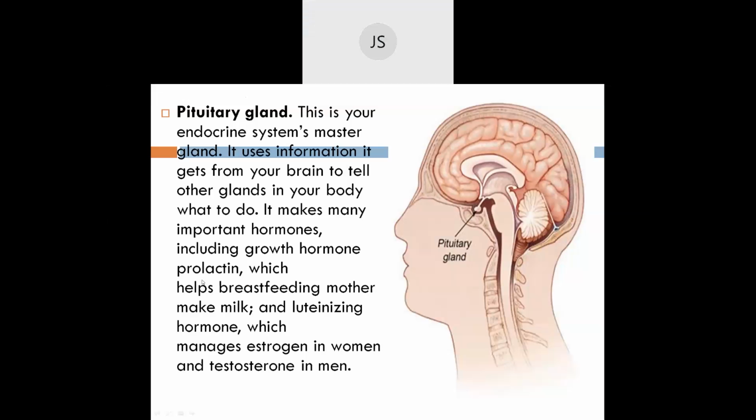Pituitary gland. This is your endocrine system's master gland. It uses information it gets from your brain to tell other glands in your body what to do. It makes many important hormones, including growth hormone, prolactin, which helps breastfeeding mothers make milk, and luteinizing hormone, which manages estrogen in women and testosterone in men.